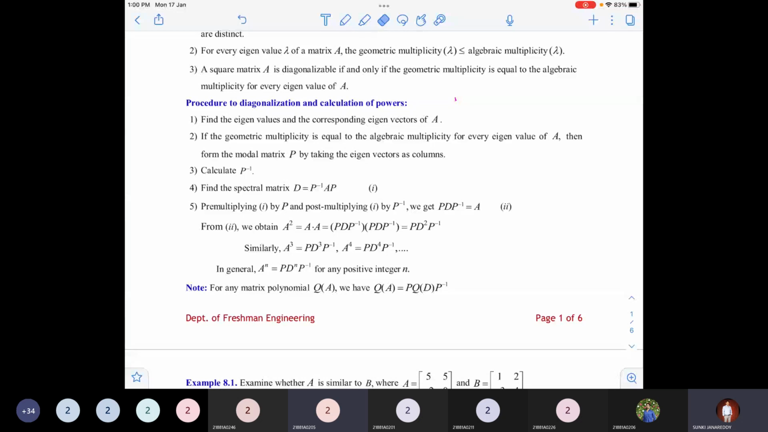Now, write one problem. I will give a problem. Write down.